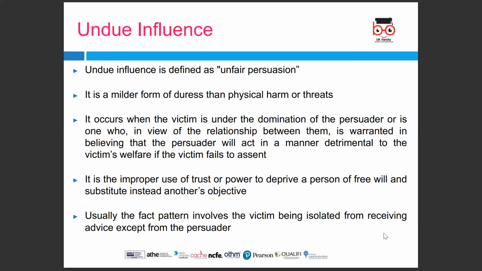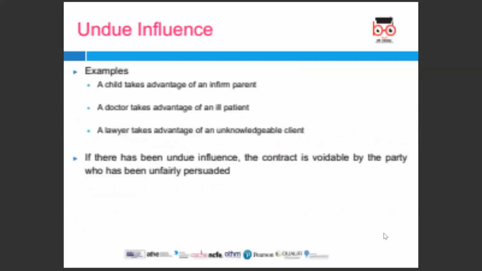It occurs when the victim is under the domination of a persuader, or is one who, in view of the relationship between them, is warranted in believing that the persuader will act in a manner detrimental to the victim's welfare if the victim fails to assent. It is the improper use of trust or power to deprive a person of free will and substitute instead another's objective. Usually the fact pattern involves the victim being isolated from receiving advice except from the persuader.